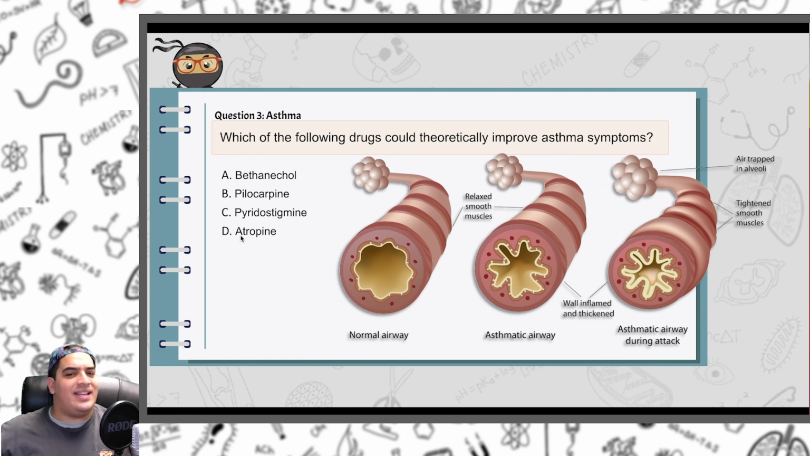Atropine is the one that we did not mention. And guess what? Atropine is an anticholinergic, so it's going to oppose the normal muscarinic function. In other words, all 3 of these are going to cause bronchoconstriction. Atropine is the exact opposite. When it binds onto the muscarinic receptors, it inhibits them and prevents bronchoconstriction, thereby causing bronchodilation. So the answer should be atropine.